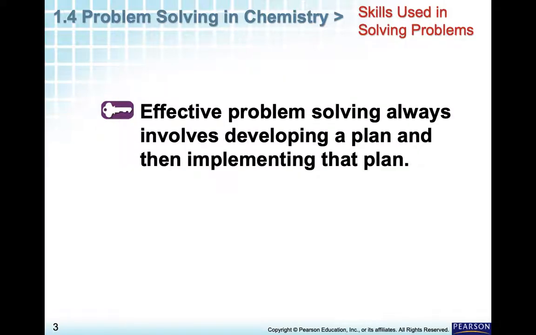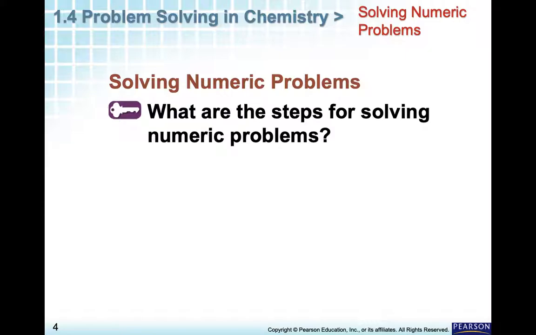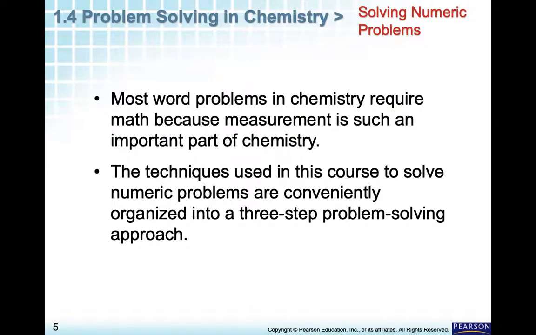Well, anytime we want to solve a problem, we have to develop a plan and then implement that plan. And in fact, every type of problem I ask you to do, I will give you the plan that you should use to solve that problem with, and then it's your job to implement that plan. So, what are the steps for solving a numeric problem?